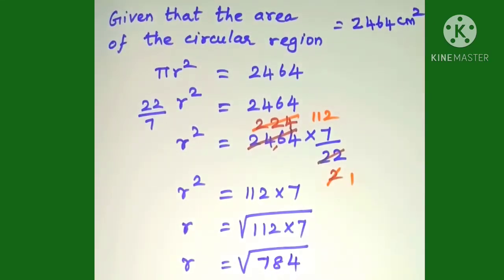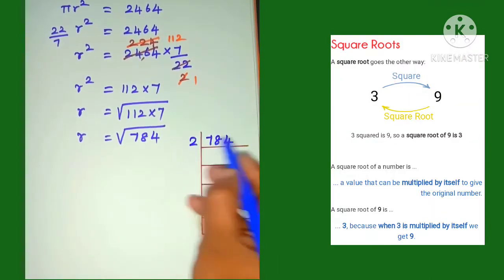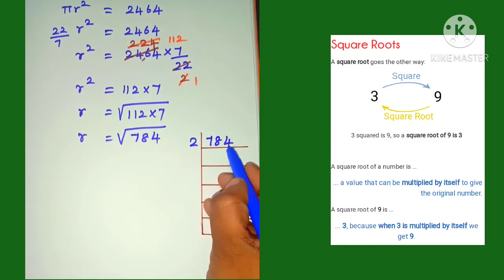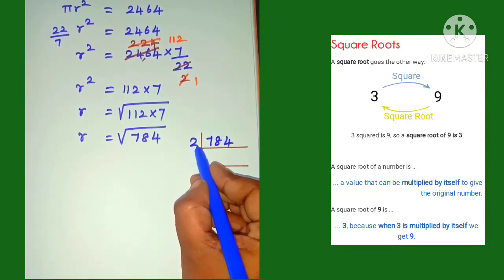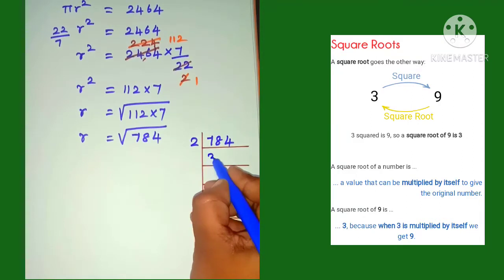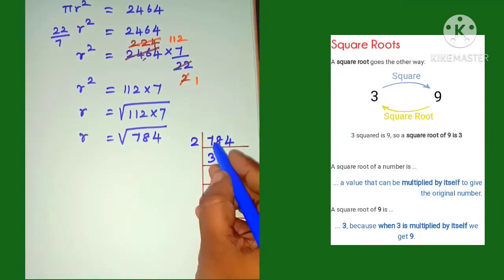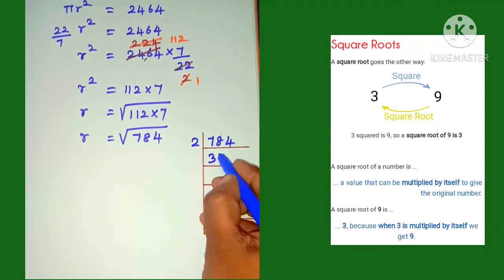So by using prime factorization, students, 784. So here the last digit is 4. So it is an even number and it is divisible by 2. So we can take 2. So prime factor as 2. So here it is 2. 3 into 2s are 3 2s are 6 and balance 1. And here 18 is 9 2s are 18 and 2.